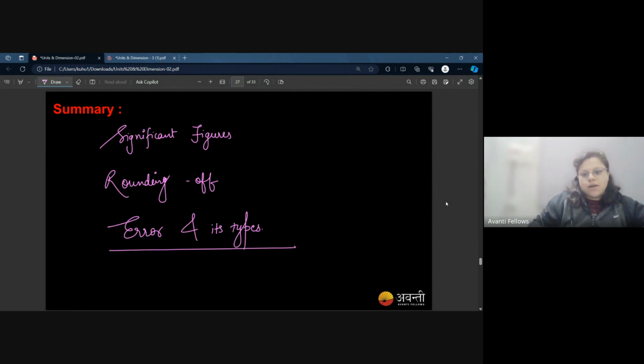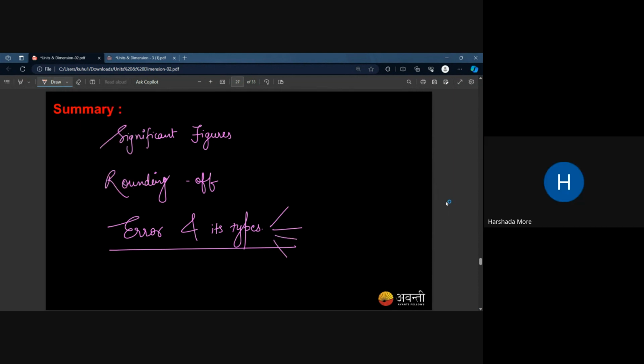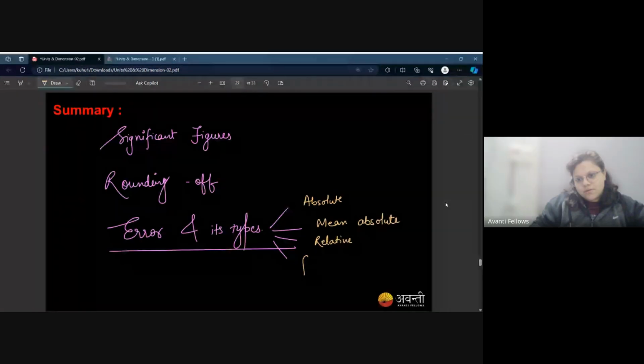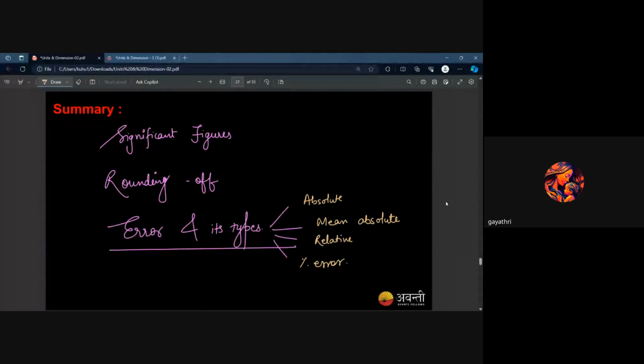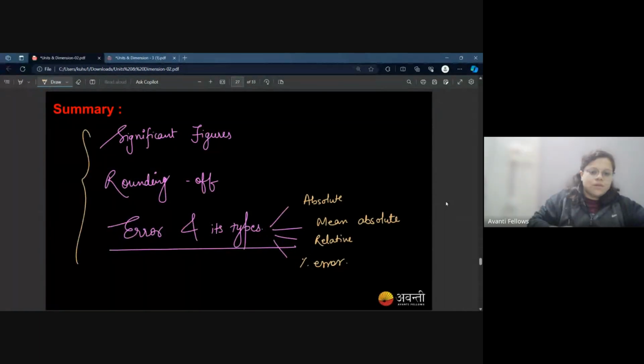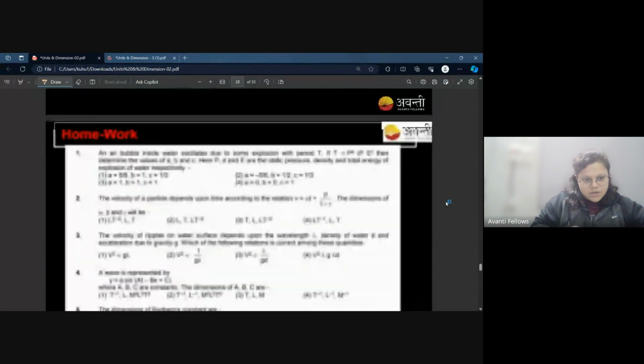Can you tell me the names of different errors? Absolute error, mean absolute error, relative error, percentage error. Very good. What is the other name of relative error? Fractional error. Cool. Okay, so that's it for this class.